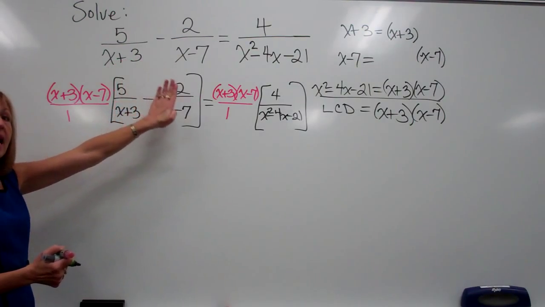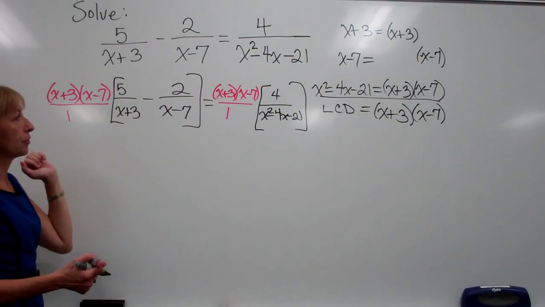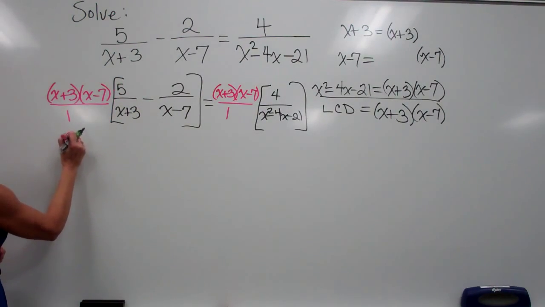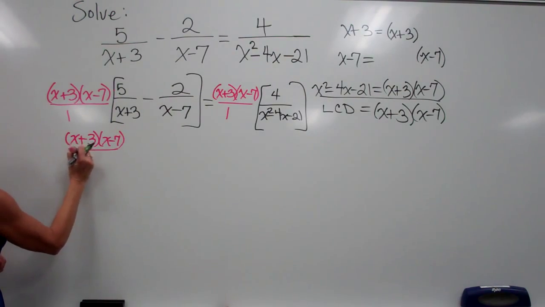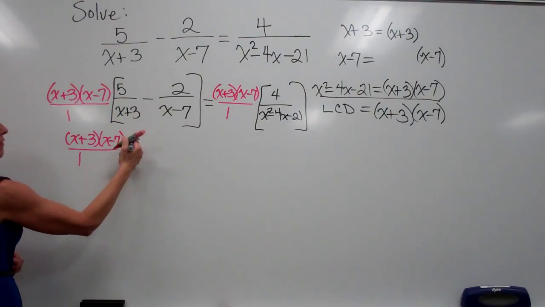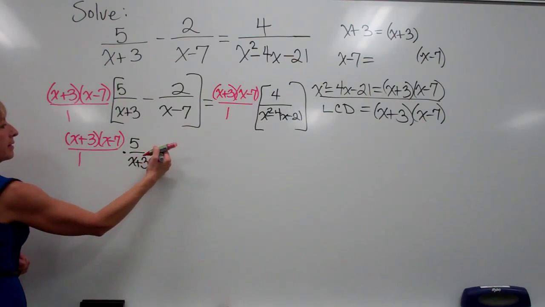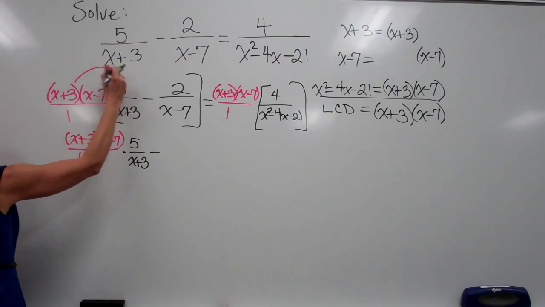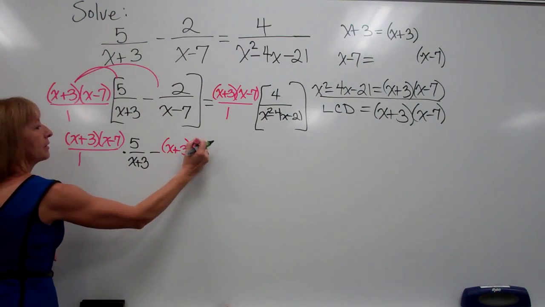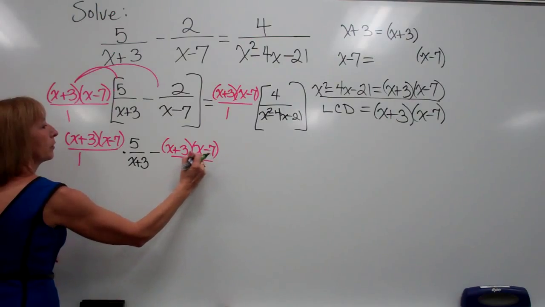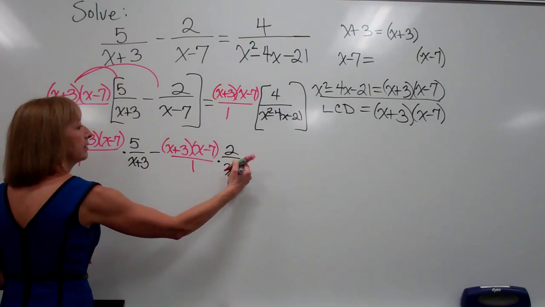Now on this left-hand side, we have more than one term. So we need to distribute what we multiplied by to each of those terms. So I'll have my x plus 3 times x minus 7 over 1 multiplied to the 5 over x plus 3, and then the minus, and then our x plus 3 times x minus 7 over 1 gets multiplied to the 2 over x minus 7.